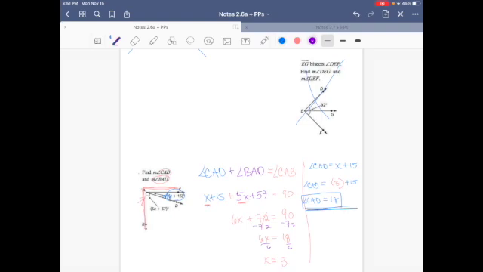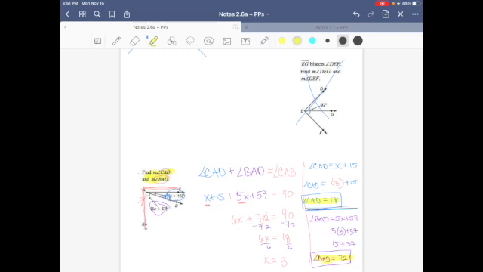We know angle BAD was 5X plus 57. So 5 times 3 plus 57. 5 times 3 is 15, and 15 plus 57 gives us 72. So angle BAD equals 72, and that would be our other answer. So we found both: we found CAD and then we found BAD.